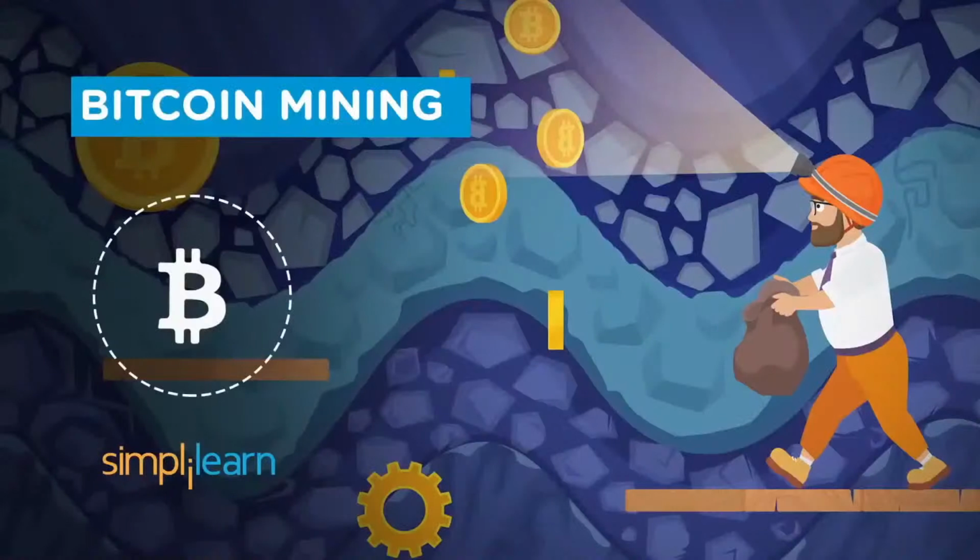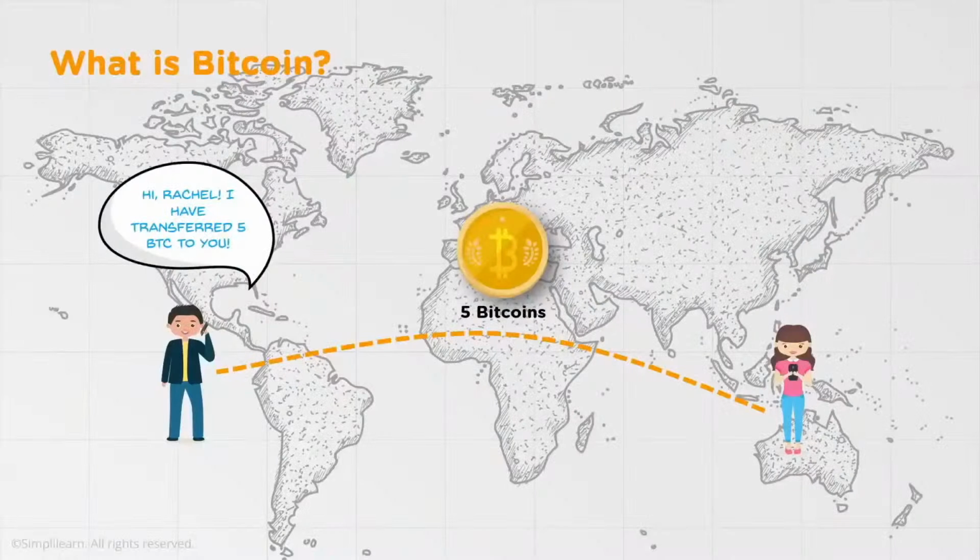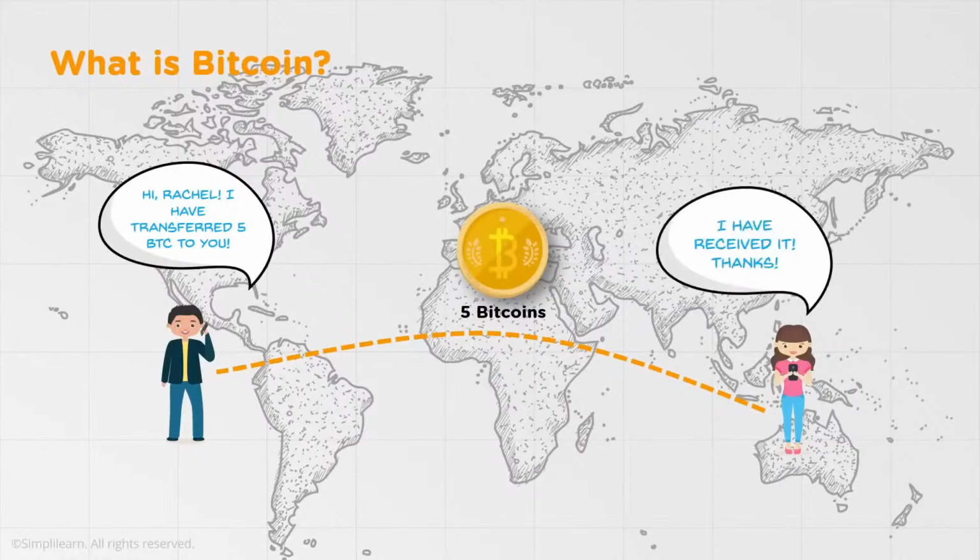Let's talk about what is Bitcoin mining. So what is Bitcoin? So let's take an example. So there is someone who wants to send 5 bitcoins to Rachel. Now we will see how this transaction can happen. Now Bitcoin is based on the concept of digital currency. Anyone across the globe can transfer amount in Bitcoin irrespective of the geography from anyone to anyone.